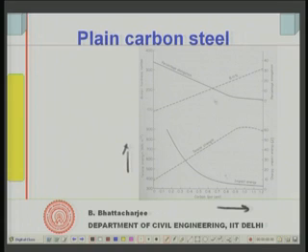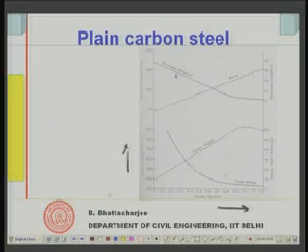Percentage elongation available is pretty high at lower carbon content, but as carbon increases, this reduces significantly. That means my ductility reduces, and this is the hardness. Hardness also increases as I increase the carbon content. So, if you increase the carbon content, tensile strength increases, hardness increases, but percentage elongation available at failure decreases and impact energy decreases. So, if you increase carbon, it becomes brittle.